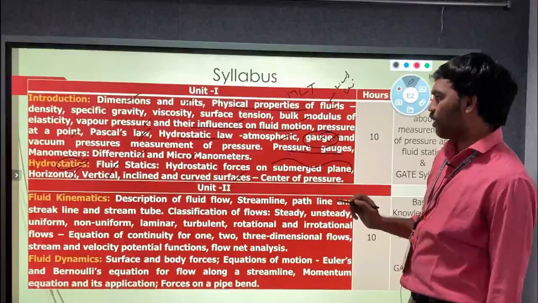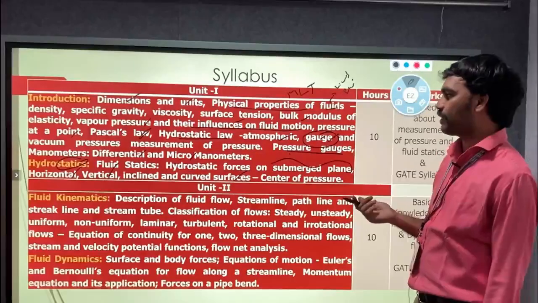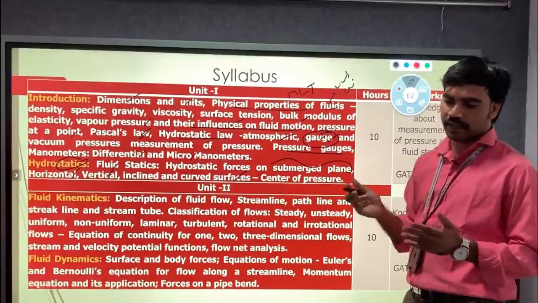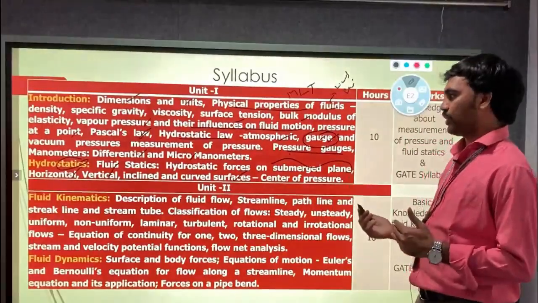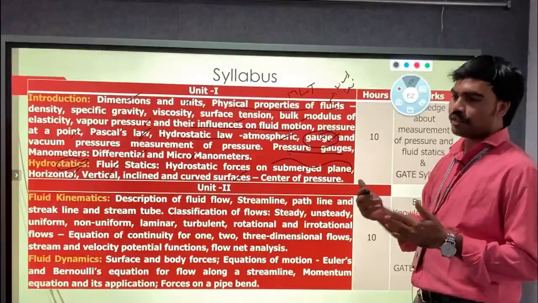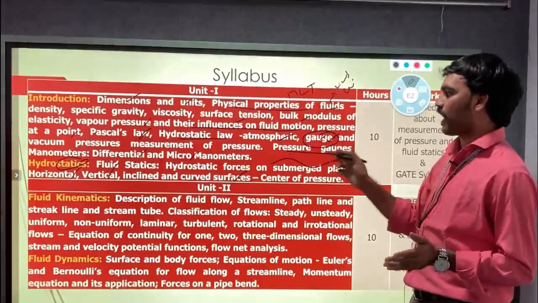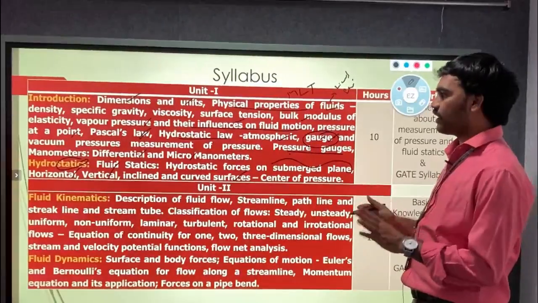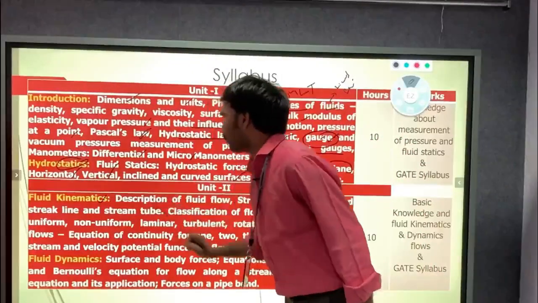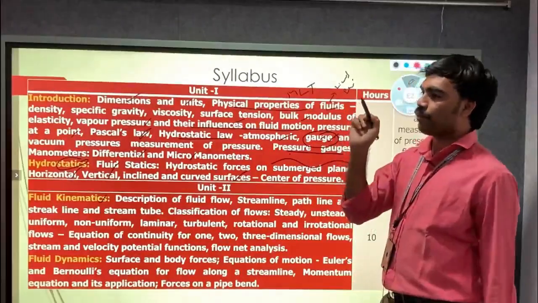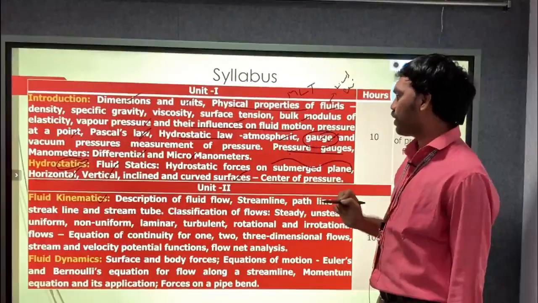So in the second unit, we are trying to understand fluid kinematics. Fluid kinematics is where we are considering the fluid without accounting for the forces causing the motion. We will study the fluid motion without considering the force which causes the motion, that is called fluid kinematics.